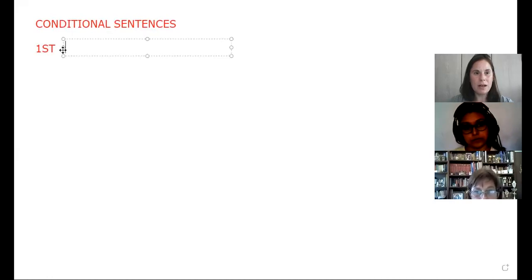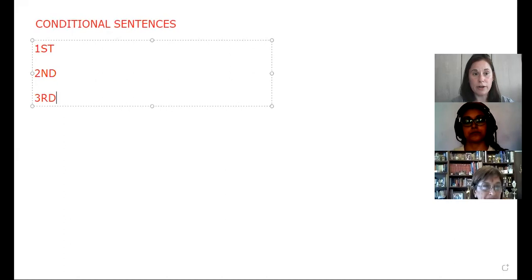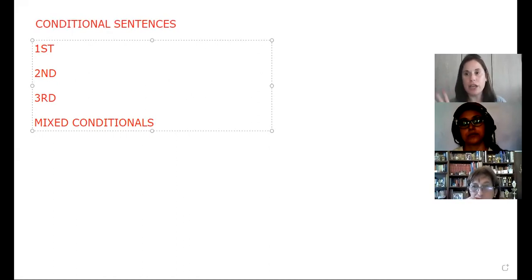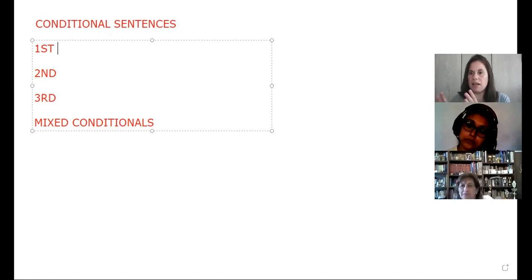Good. So we studied the first conditional, but just for you to know, we have the first, the second, the third, and then something called mixed conditionals. They are ways of expressing things that imply a condition. For example, I will go to the doctor if I feel bad. If I don't feel bad, I will not go to the doctor. If I study, I will pass the test. I mean, it's possible that I pass the test if I study.